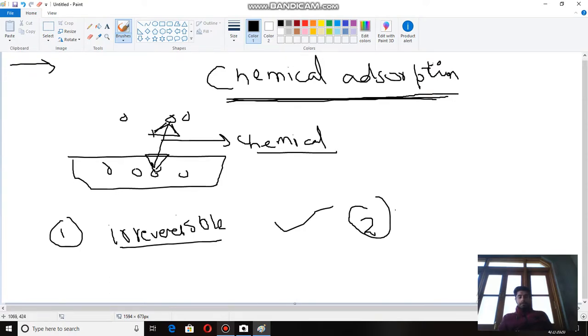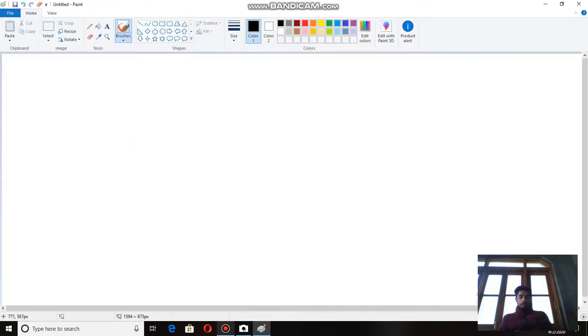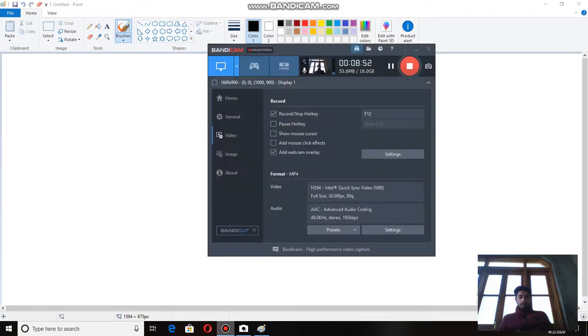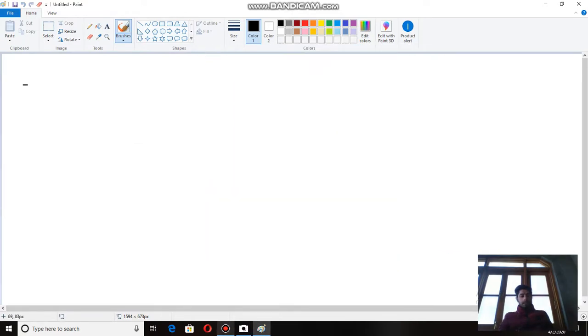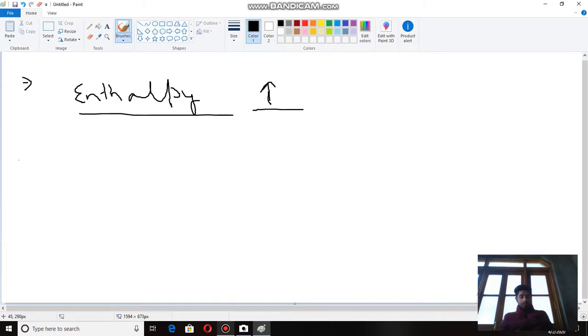Second, same one, it's surface area. More surface area, more adsorption. And the third one, it is enthalpy. I hope you have guessed by this time. Enthalpy will be higher than in physical adsorption.